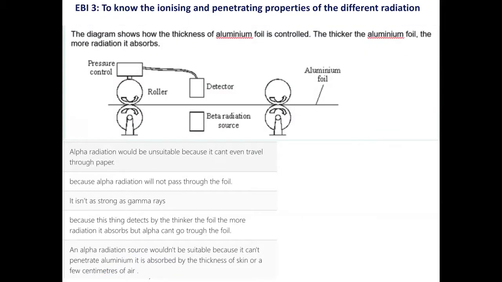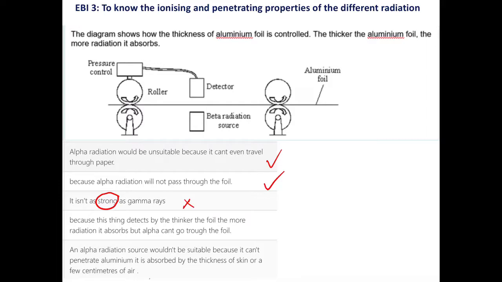The first one states that alpha radiation would be unsuitable because it can't even travel through paper. And that is correct, because alpha radiation cannot penetrate through paper, so it can definitely not penetrate through aluminium foil, as aluminium foil is thicker, so this is correct. And same with this one, because alpha radiation will not pass through the foil. It isn't as strong as gamma rays. It depends on what way you're talking about. If you're talking about ionizing, then you may be correct, but in this case, it's not correct.